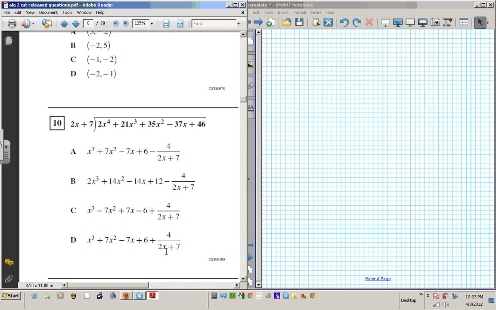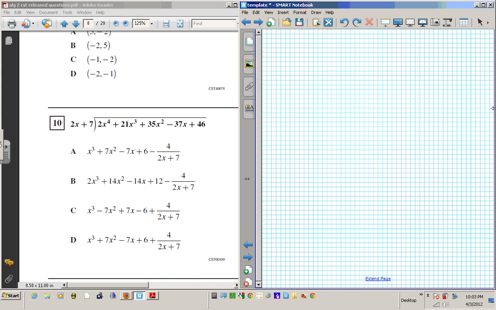That's a long division problem. So let's go ahead and do it. We set up our long division bars. First of all, make sure that we have no degrees missing. So 4, 3, 2, 1, 0. No degrees are missing. If we had a missing degree, then we would have to use a placeholder for that.